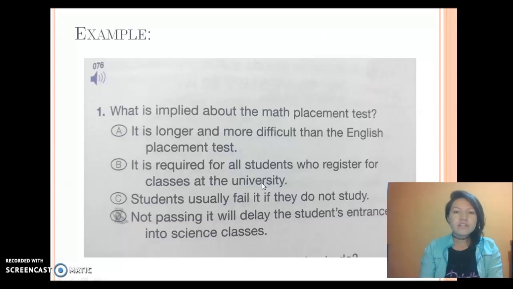So how can you answer this type of question? You have to look for the overall meaning of the conversation, and you have to draw a conclusion about the speaker's meaning. And that's all.